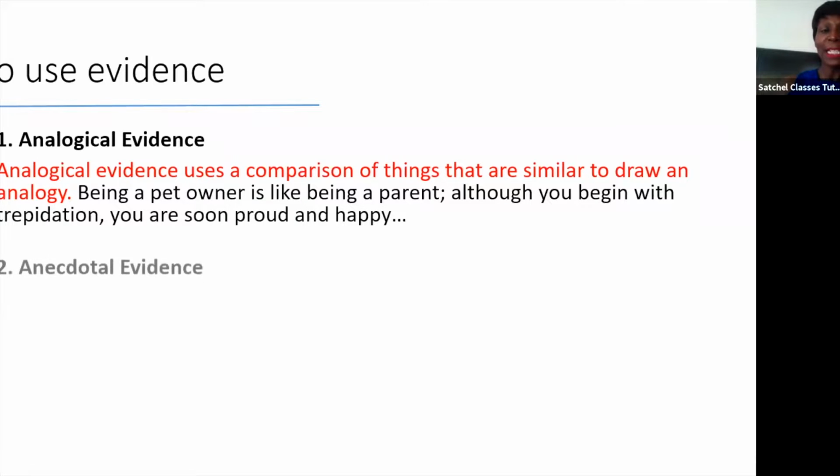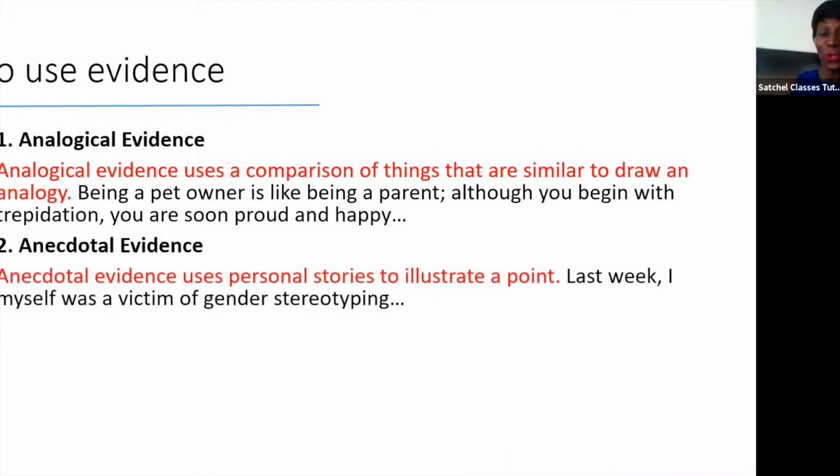Secondly, the kind of evidence that you can include to appeal to your audience is anecdotal evidence. Now, an anecdote is a personal story to illustrate a point. It might be from your own personal experience or someone else or something you've heard of in social media or the news. So, for example, you might say, last week, I myself was a victim of gender stereotyping. And you explain maybe going to a shop to purchase something or someone making assumptions based on the fact that you were female. So this is anecdotal evidence, and it would appeal to your audiences because it's interesting, it's engaging, it's entertaining, and it's sharing a life story.